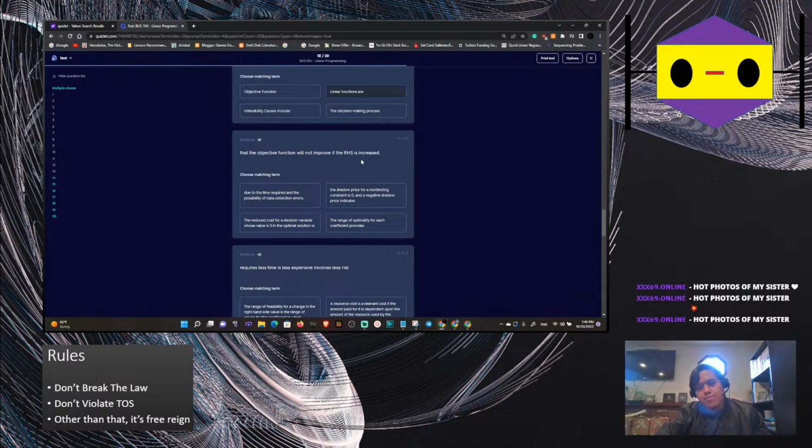The objective function will not improve as the right-hand side is increased. A shadow price for a non-binding constraint is 0, and negative shadow prices indicate that the objective function will not improve if the right-hand side is increased.